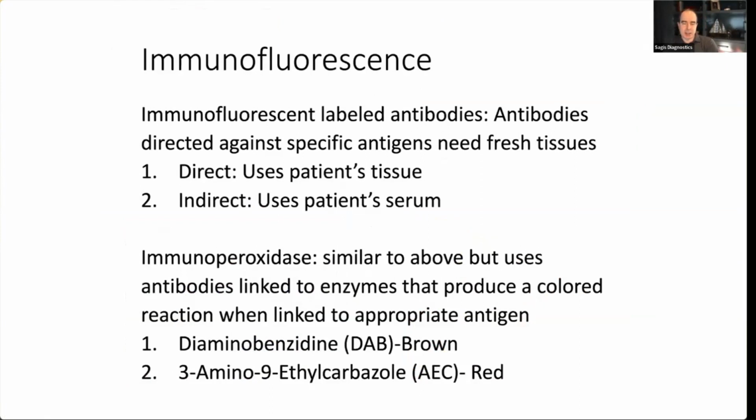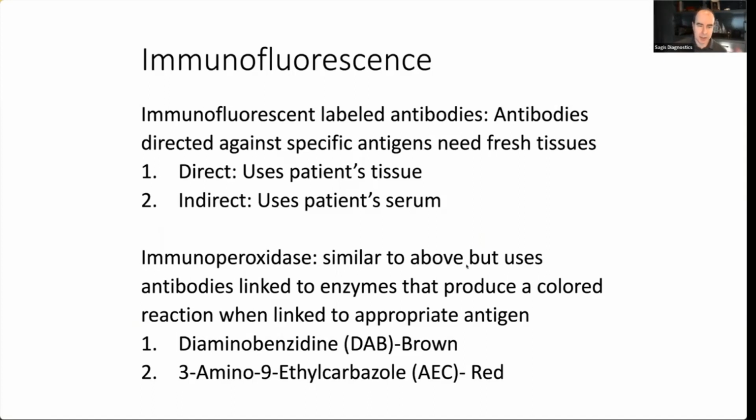Immunofluorescence is a type of special staining that we can do, where basically we use immunofluorescent labeled antibodies, and we use a sandwich technique. And just so that you know the difference, direct uses the patient's tissue. So direct immunofluorescence, you're looking at antibodies on the patient tissue. Indirect, you use the patient's serum. So you're looking for antibodies in the serum, all right? You'll see those terms and you just need to know the difference.